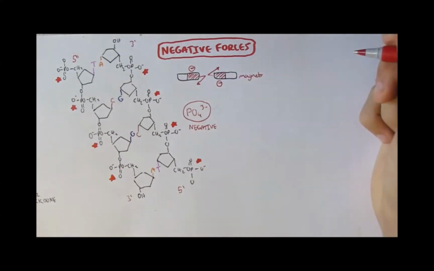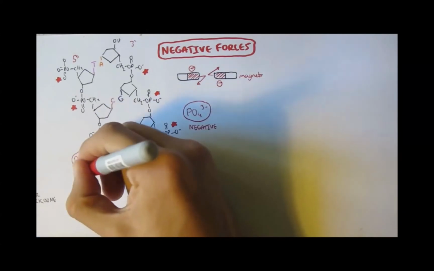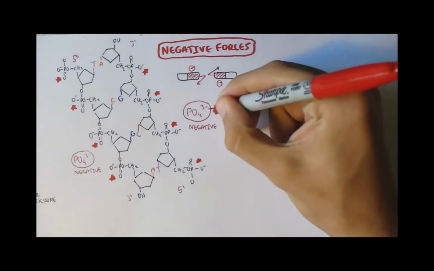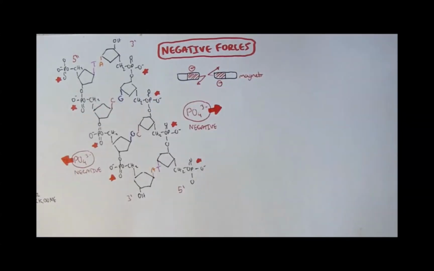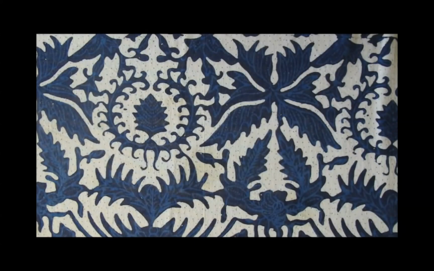They are negatively charged, the phosphates. And so negative on one side and negative on the other, just like the magnets, will want to repel each other. However, the 3 positive forces, which we talked about, overcome this one negative force. And so that is how DNA is able to stay stable.